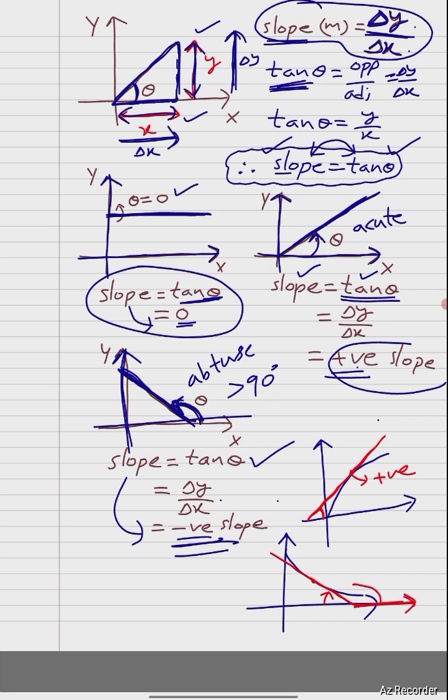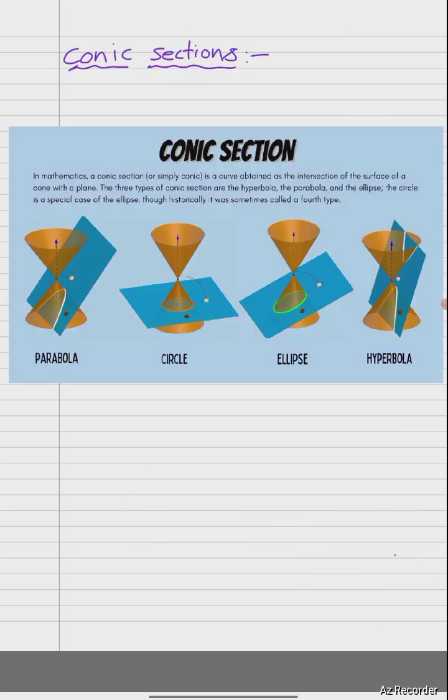So this angle is an obtuse angle. For an obtuse angle, what is the slope? Negative. So for this line the slope is negative, and for this line the slope is positive. Okay, let us move on to the next slide.